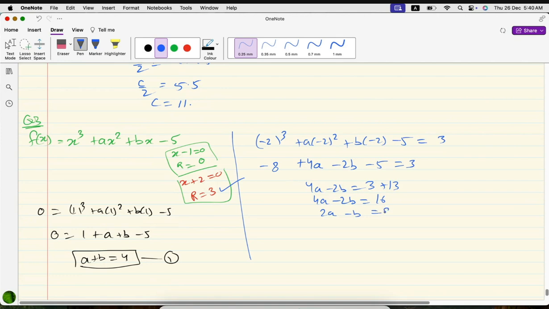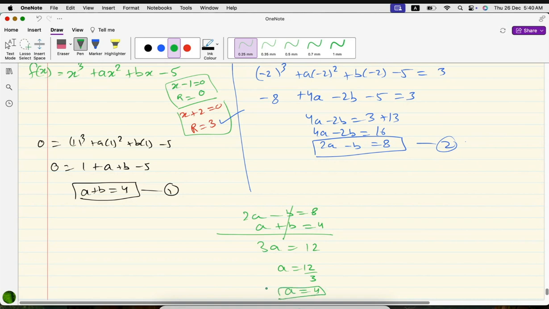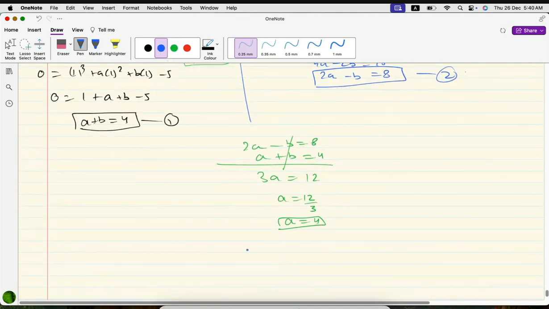2a minus b is equal to 8. This is equation 2. I can see we can just add them to get the values. 2a minus b is equal to 8 and a plus b is equal to 4. So when we just add them, that's 3a is equal to 12. a is equal to 12 by 3. a is equal to 4. When a is 4, we can use any equation. b is equal to 0.